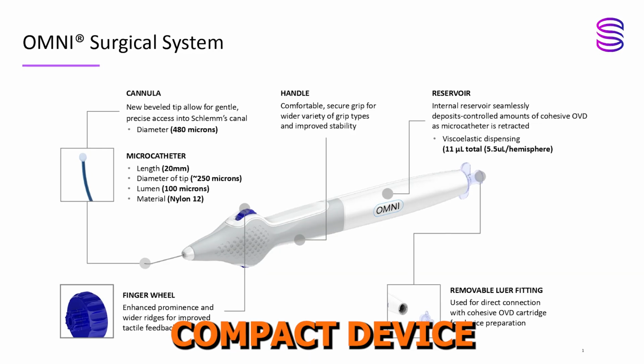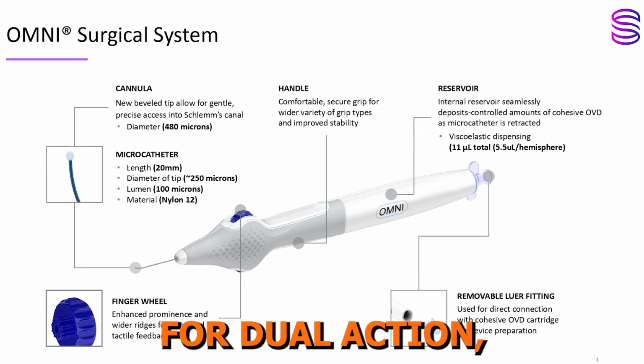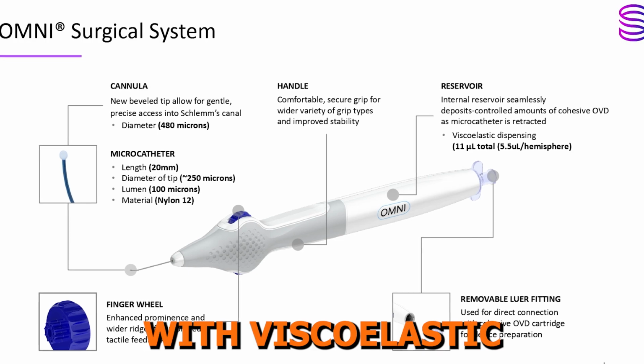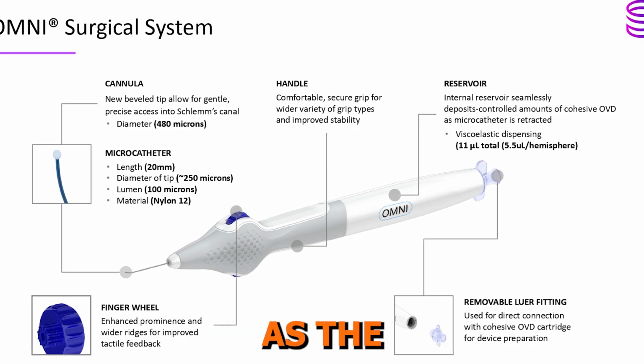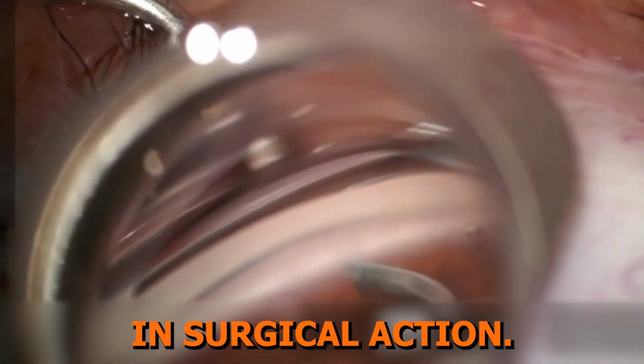The OMNI is a compact device with an ergonomic handle, a hollow microcatheter for dual action, and a reservoir that is filled with viscoelastic to deposit controlled amounts as the microcatheter is retracted through Schlemm's canal. Let's watch the OMNI in surgical action.